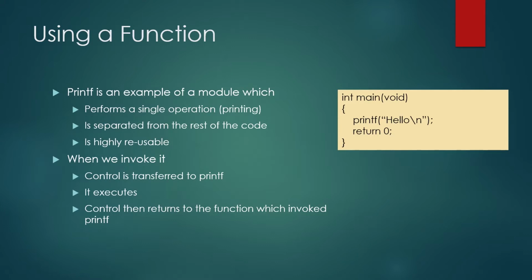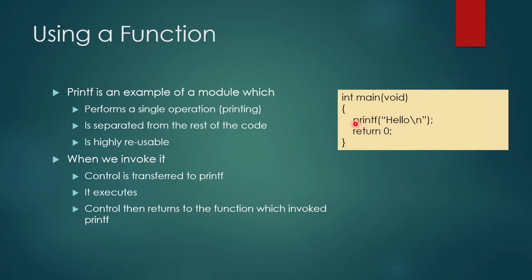Now, functions are how C implements modularity, and printf is a really good example of a function. It performs one operation, it prints something. It's separate from the rest of the code. You don't even see it. You just call it. And it's highly reusable because you want to print all over your code. So it's a very common function to want to perform.